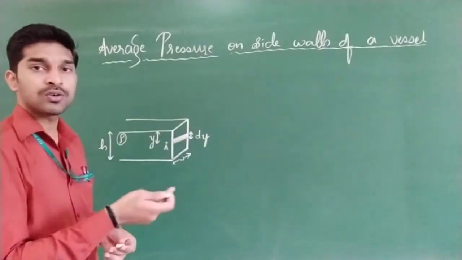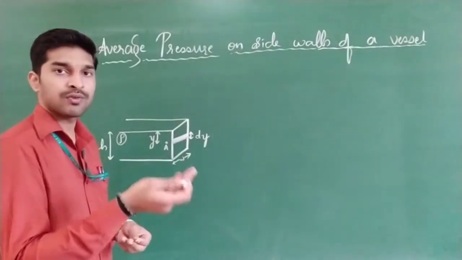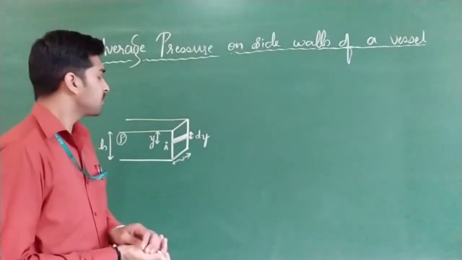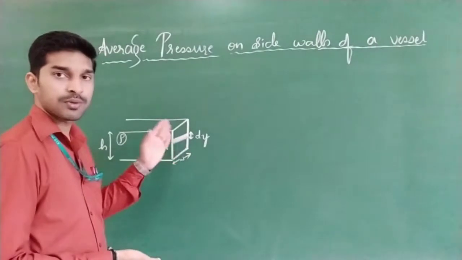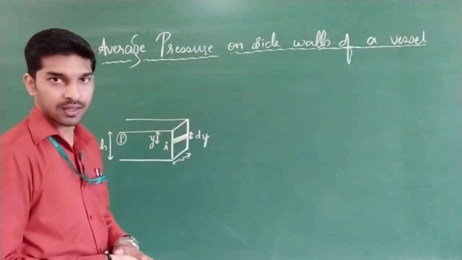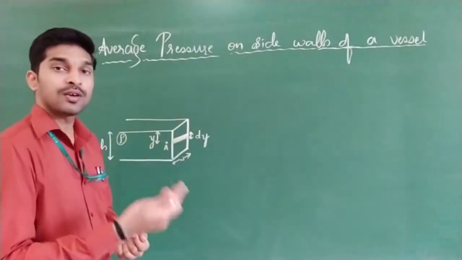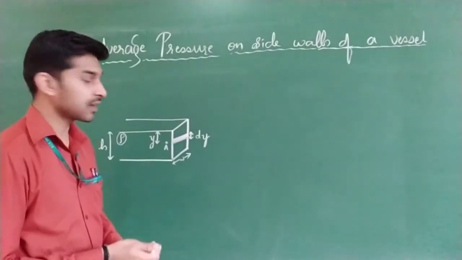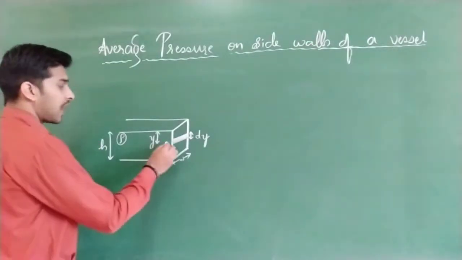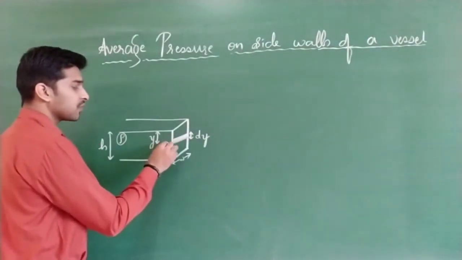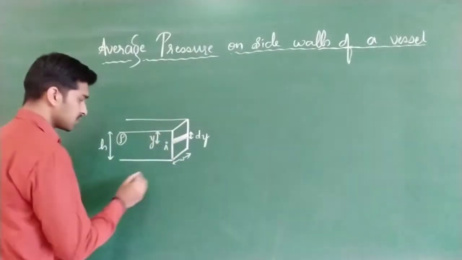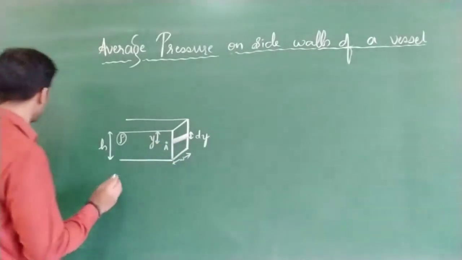We know that P is equal to F by A. If we calculate F, we can easily calculate the pressure, because P is force applied per unit area. So at this point we are calculating, first of all, the pressure. Shall we go for that first one?